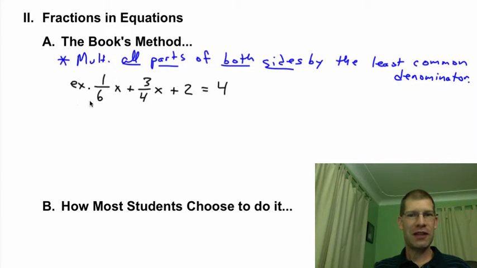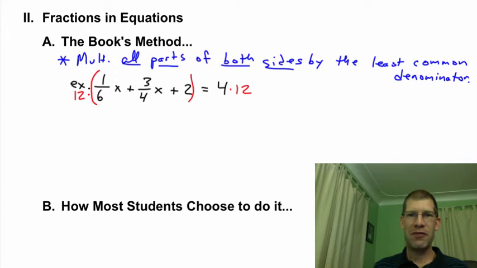Now we're looking for the least common denominator, so 6 and 4, saying what number do they both go into. It doesn't need to be the least one. You could multiply all parts of both sides by, say, 24. It's just going to give you bigger numbers that you need to work with. But the least common denominator is going to be 12. 6 goes into 12, 4 goes into 12. So I'm going to multiply all parts of both sides by 12. And this 2 here is what people forget. Or they don't do 4 times 12, they just make it equal 12.